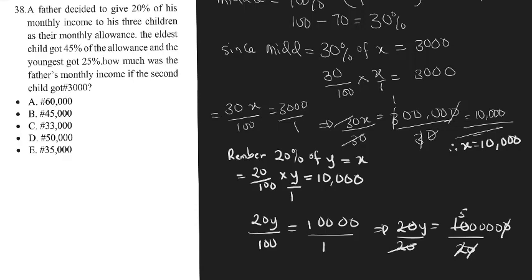Therefore Y, which is the father's income, will be equal to 50,000, right? So let's check our options. Of course, the answer is D. Let's move to the next one.